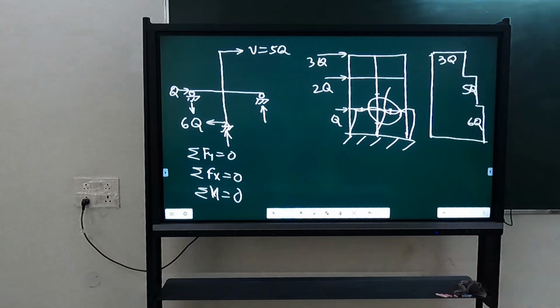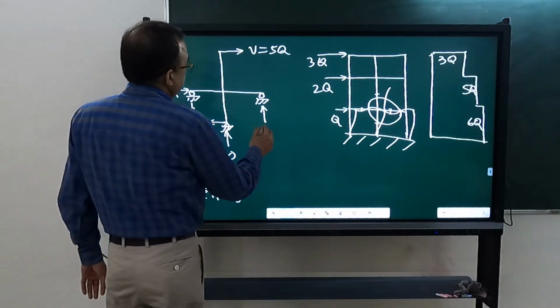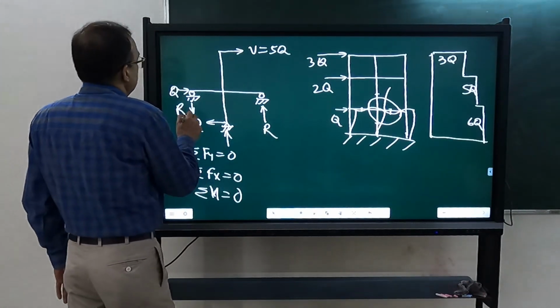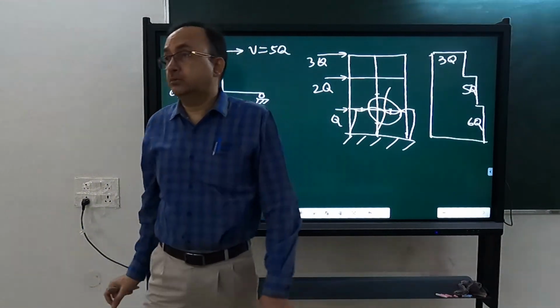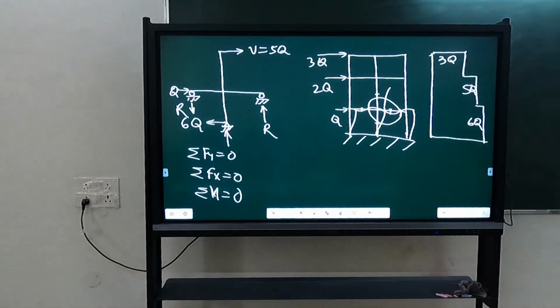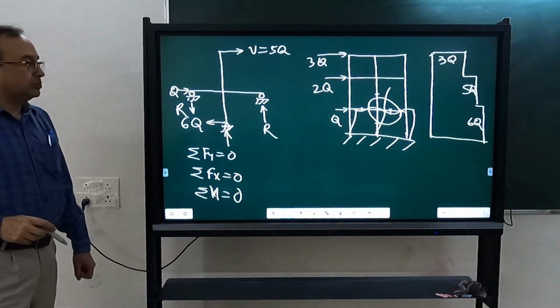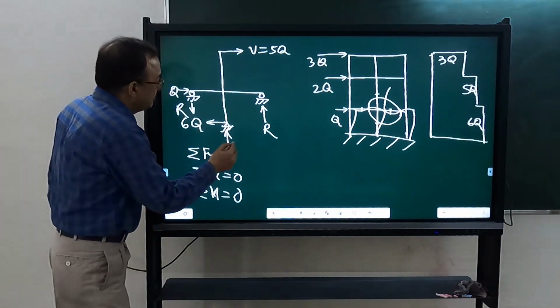No, it is anti-symmetric. And in anti-symmetric, these reactions will be equal and opposite. So if this is R, this will also be R, provided both the spans are equal and both the beams have the same stiffness. If the beams are of unequal length or unequal stiffness, then I can't use anti-symmetry. So using anti-symmetry, I have used this R and this also R. And if it is so, then this will become 0.